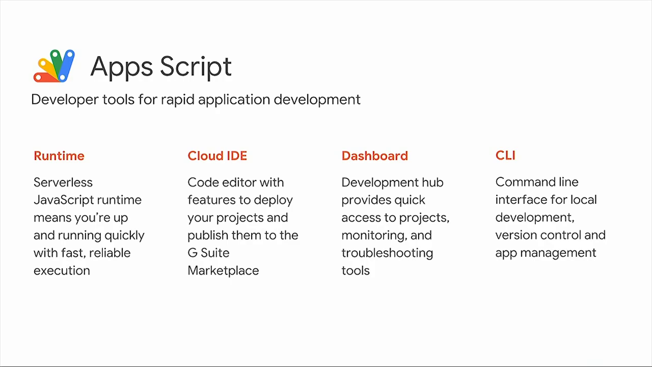The Cloud IDE means that you have a code editor for you to write your scripts and deploy them directly to the G Suite marketplace for consumption. You also have a dashboard that gives your developers a launchpad to access your projects or do things like monitoring and troubleshooting. With the CLI, you have a command line interface to run and deploy your scripts and also do things like local development and version control.